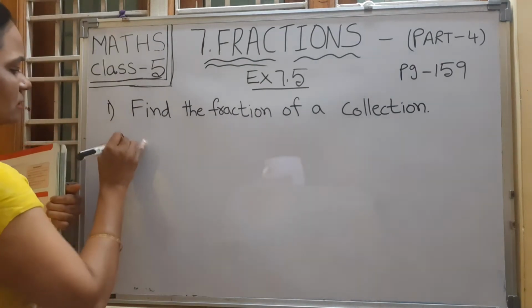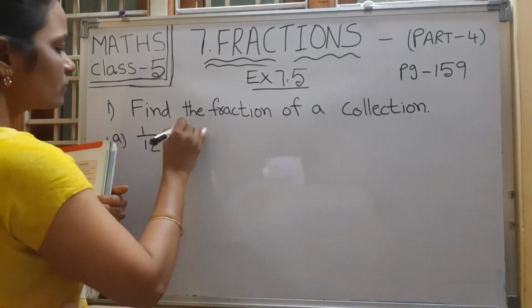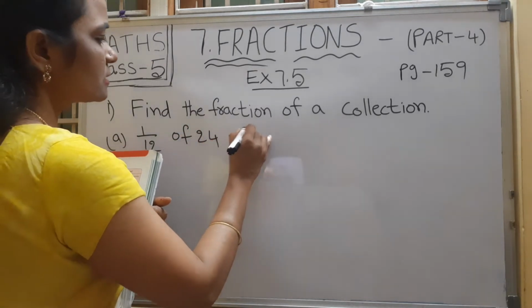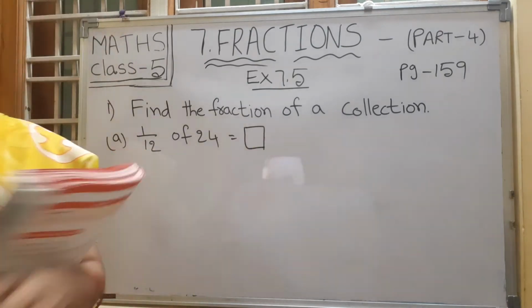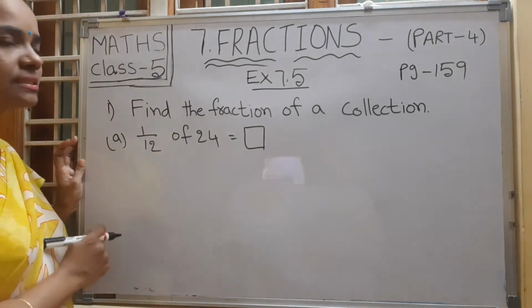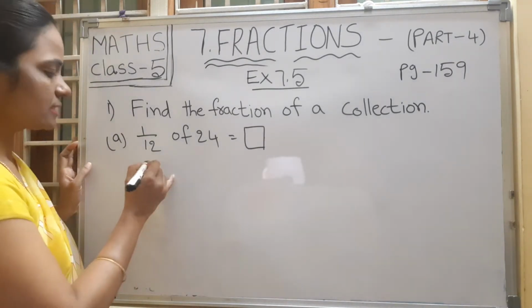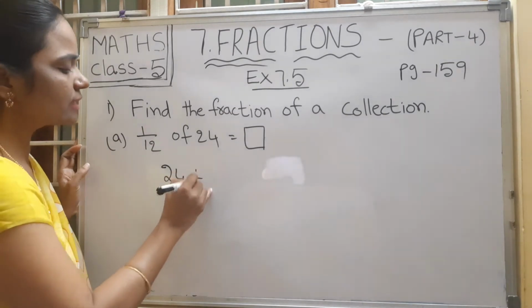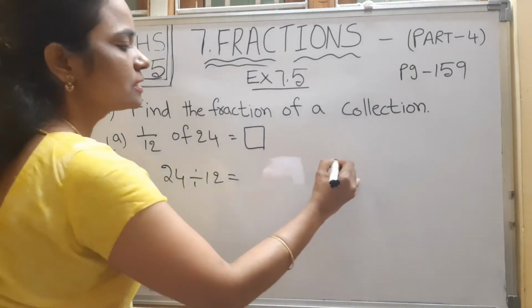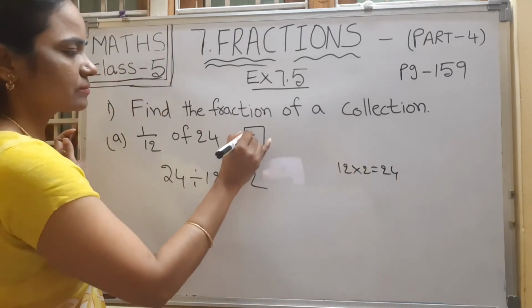1 by 12 of 24. What is the answer? What I said, children, what we have to do? Just simply we have to take the division. 24 divided by 12. What is the answer? 12 table, when do you get 24? Yes, 12 2s are 24. So 2 is the answer.